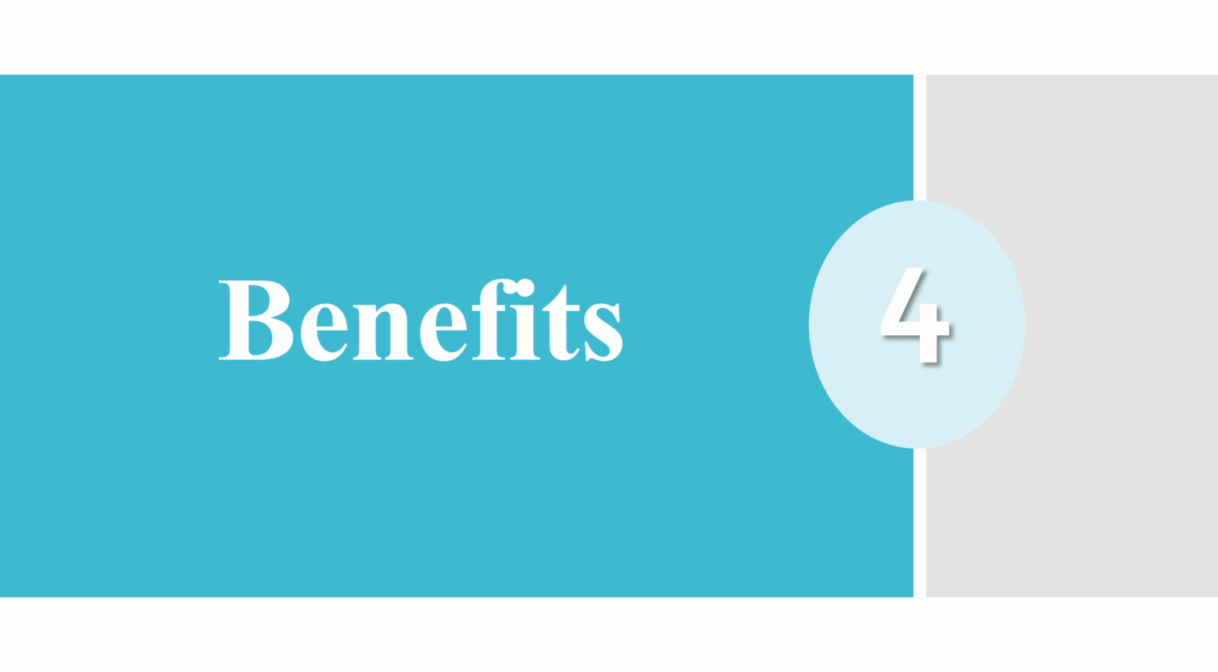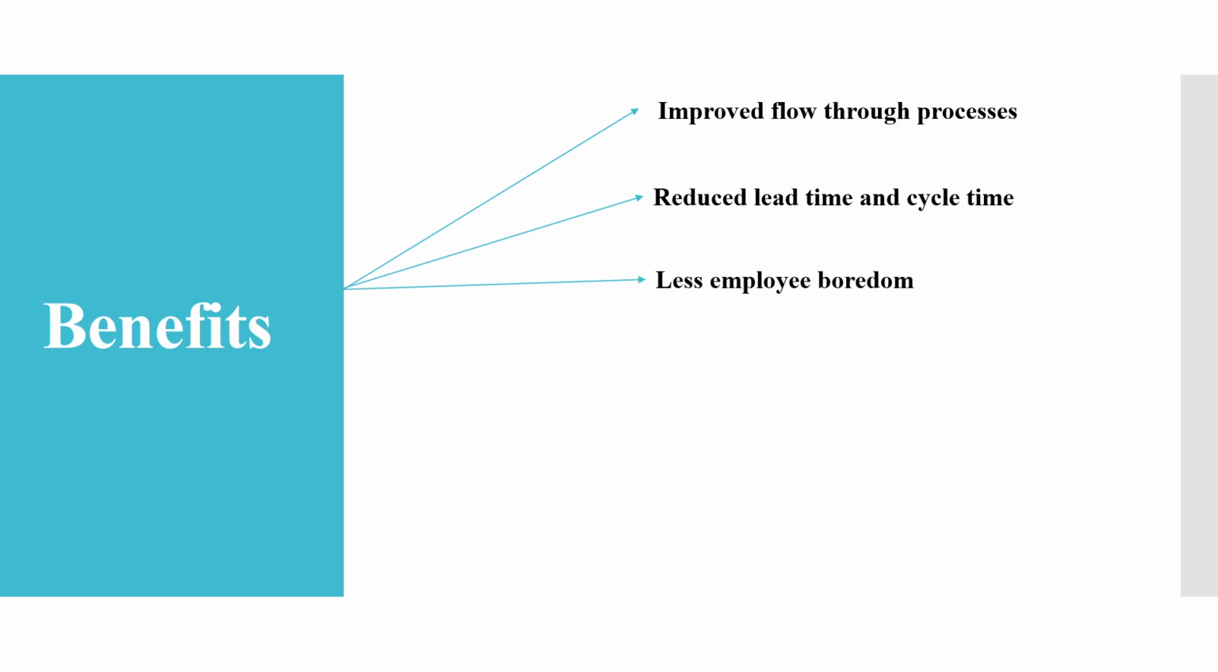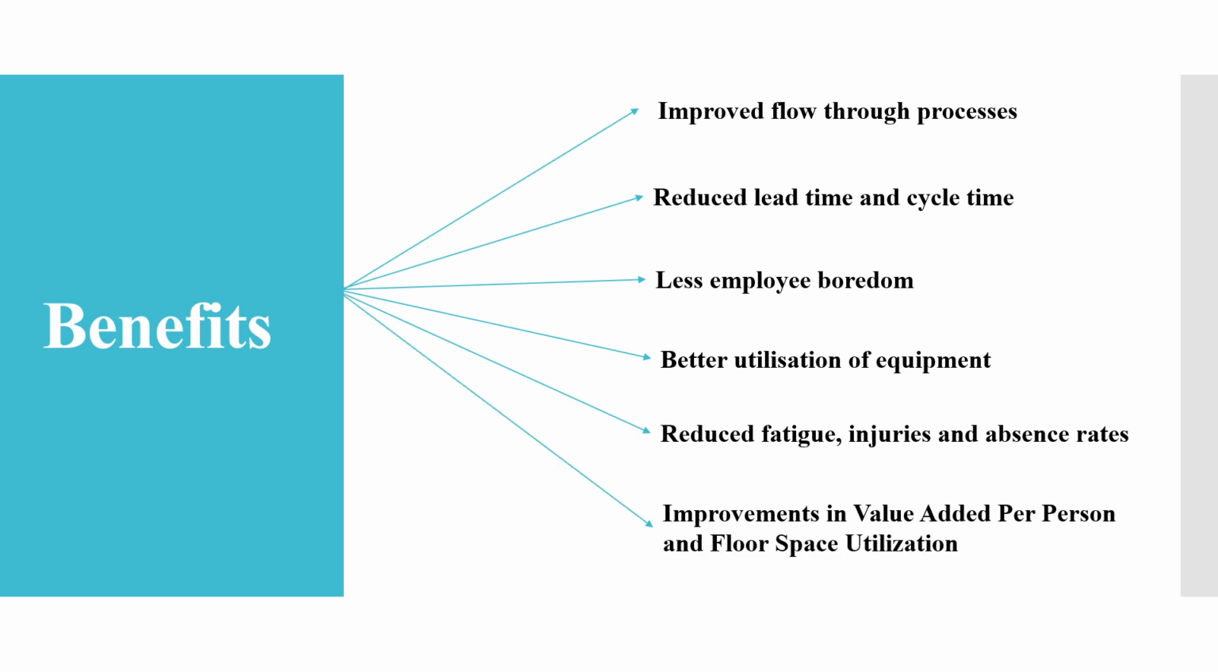And the last aspect which we are going to study is what are the benefits of eliminating the 7 wastes from our work organization. So it will improve the process flow. Of course, it will lead to minimization of lead time and cycle time. There will be less employee boredom because of the elimination of waste and proper workflow in the organization, proper utilization of equipment. Of course, it will also help us to reduce fatigue, injuries, and absence rate in the shop floor environment. And at last, it will improve the value added per person and floor space utilization, which is very important.